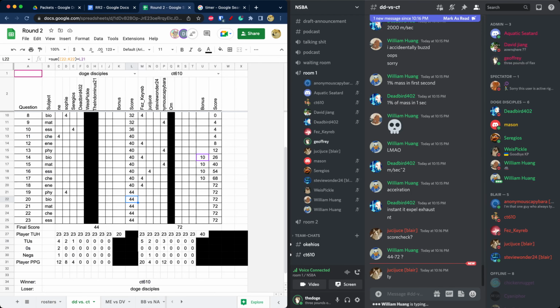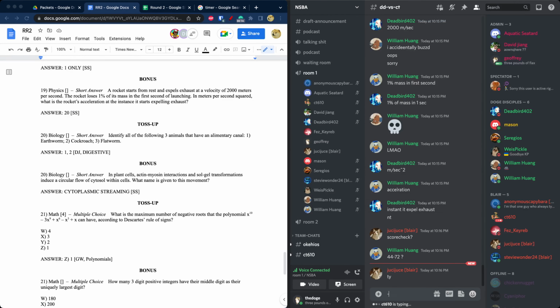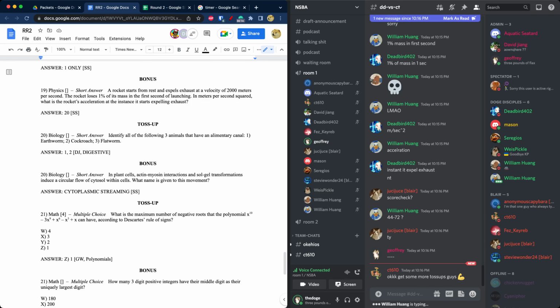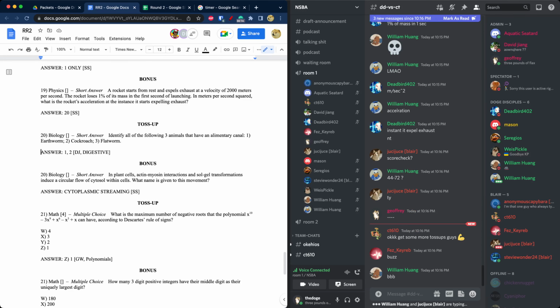Alright, toss up biology, short answer. Identify all of the following 3 animals that have an alimentary canal. 1. Earthworm. 2. Cockroach. 3. Flatworm. Fez? 1 and 2. That's correct.